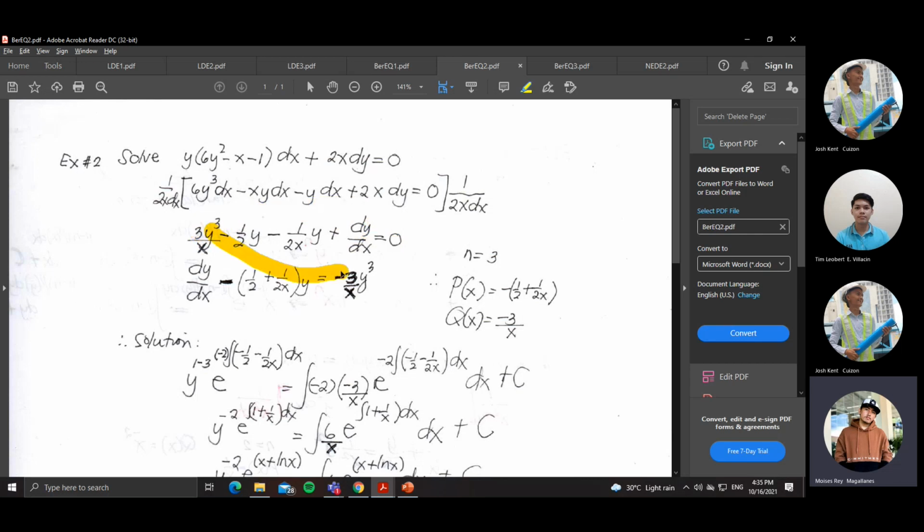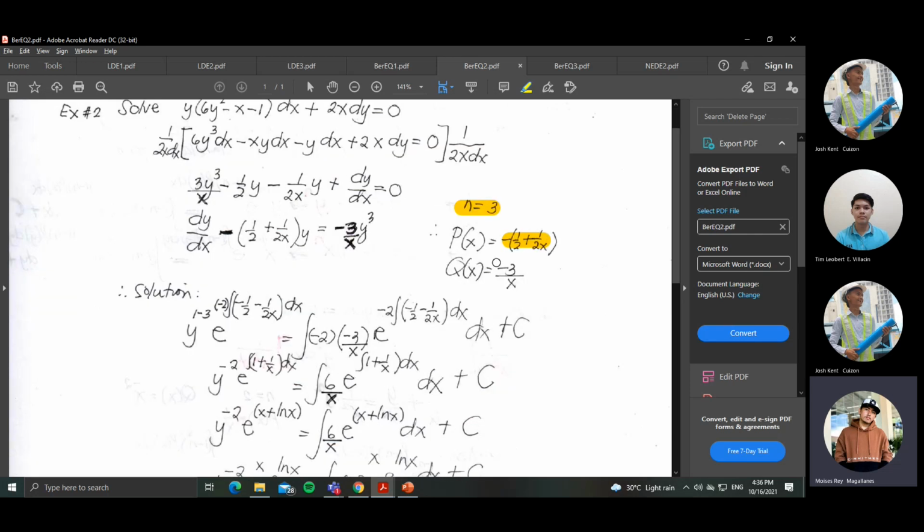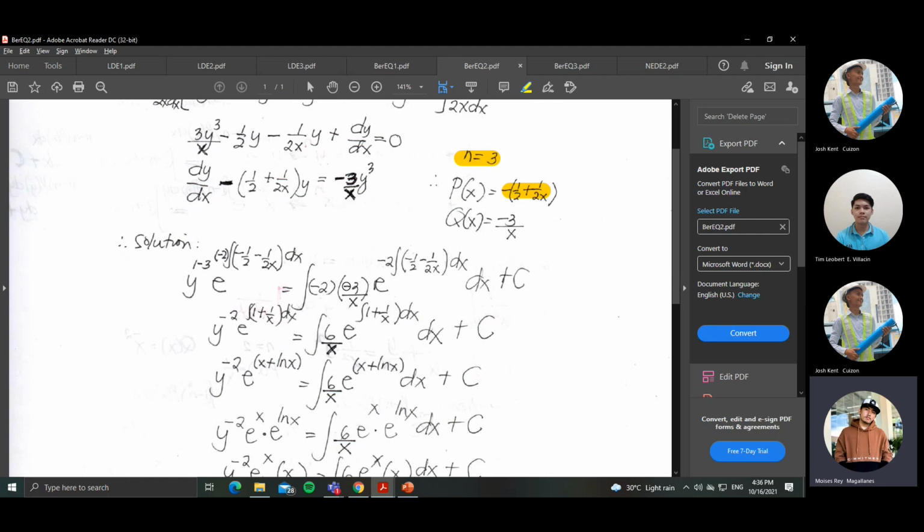So we transpose it, and it becomes negative 3 over x y cubed. Then we extract the y so we can get our p of x. So after extracting y, our p of x is 1/2 plus 1 over 2x. Our n is 3 here. As n equals 3, p of x is equal to negative, don't forget the sign here, so negative 1/2 plus 1 over 2x, and our q of x is negative 3 over x.